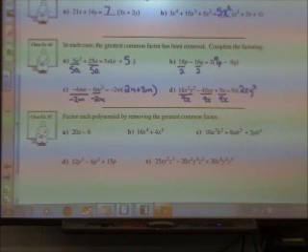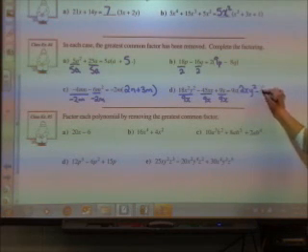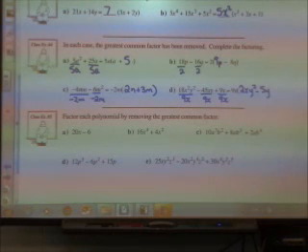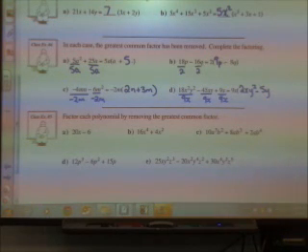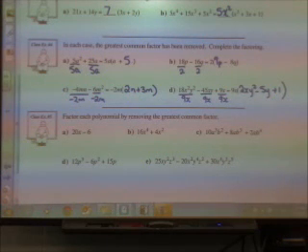A negative 45xy divided by 9x is negative 5y. And 9x divided by 9x is plus 1. And that plus 1 has to go in there.